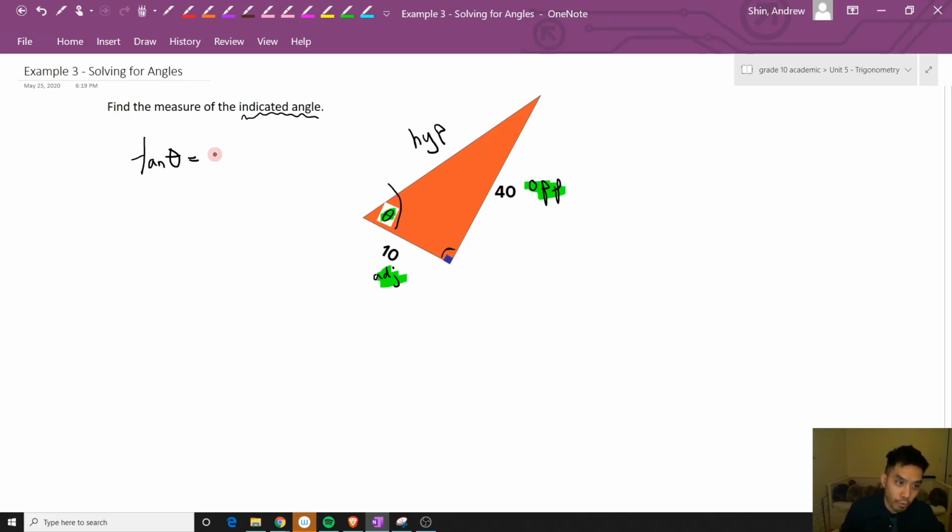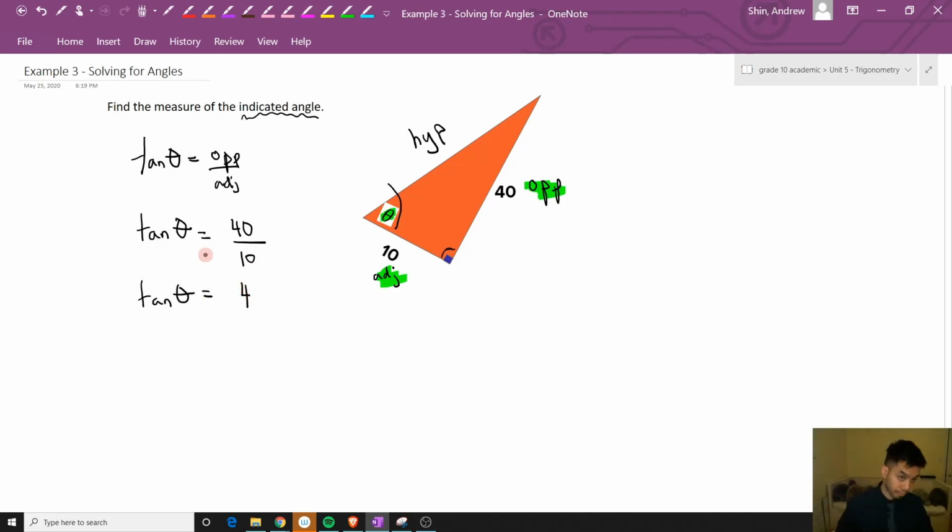So we're going to write out the formula. Tangent is opposite over adjacent. And we fill in what we know. In this case, we actually don't know what the angle is, so I'm going to leave that as theta. Opposite is 40, and adjacent is 10. Okay, 40 divided by 10 is 4.